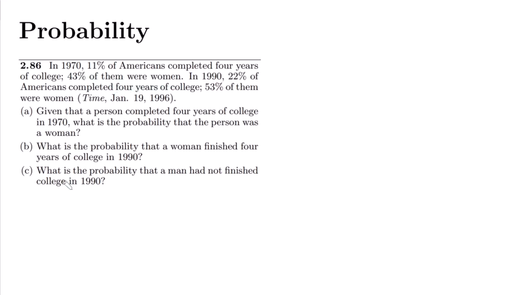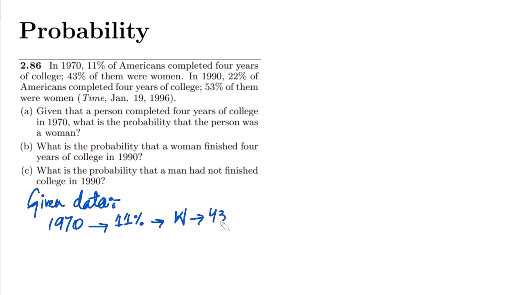Okay, so let me write this given data here from the given year. In 1970 a total of 11% of Americans completed the college years. Out of them, 43% were women. Okay, so women out of them were 43%. And this was basically the college degree holders.